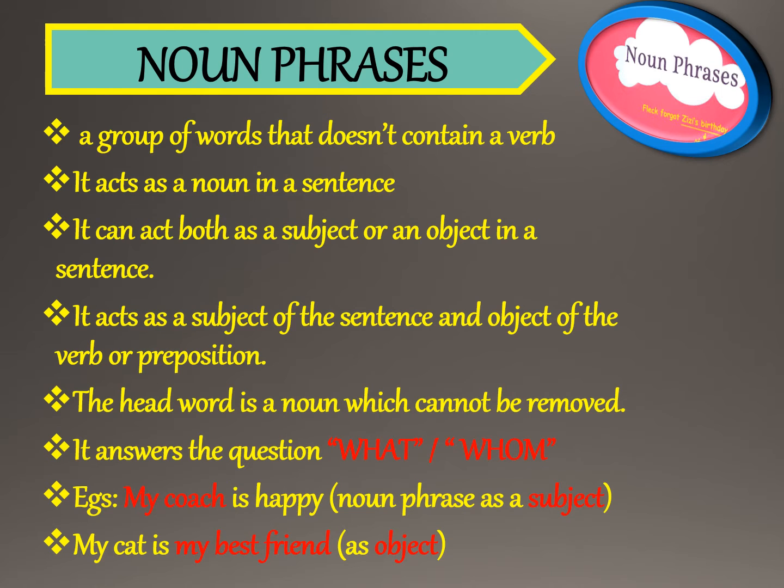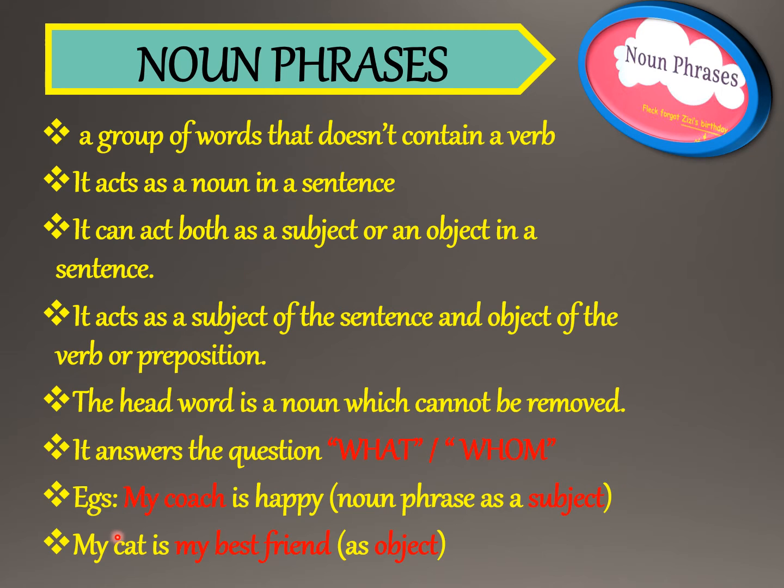Now we'll take up these types of phrases one by one. The first one is noun phrase. A group of words that doesn't contain a verb, of course, that is why it's a phrase, and it acts as a noun in a sentence. So the function of a noun phrase in a sentence is that it acts as a noun. It can act both as a subject or an object in a sentence, the same work done by a noun also. It acts as the subject of the sentence and the object of the verb or preposition. The head word is a noun which cannot be removed. A noun phrase is going to answer the question what, or whom, or who also.